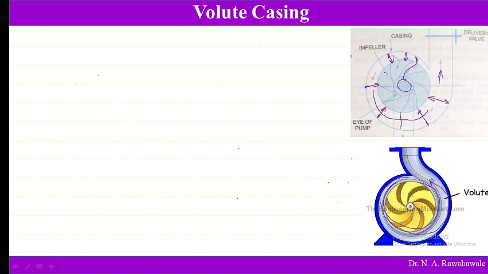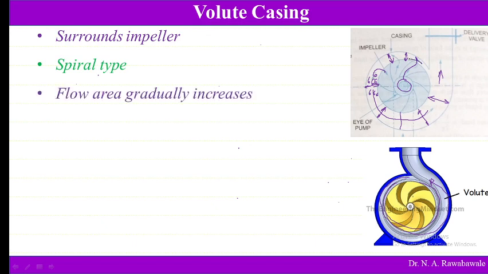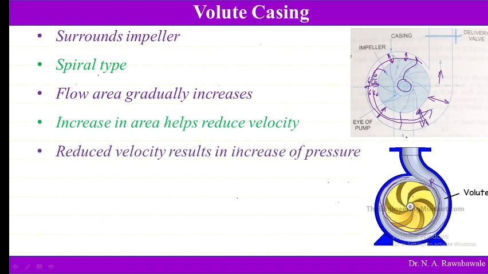Here the efficiency of volute casing is less, because the water which comes out forms eddies. It starts to rotate in this gap and eddies are formed, and because of eddies the head is lost, or energy is lost. It surrounds the impeller, that means it covers the impeller, and it is spiral in nature, whereas the flow area gradually increases. As I told you, as we move along this direction the flow area increases, and the increased area helps to reduce velocity and increase pressure. So reduced velocity results in increase of pressure.